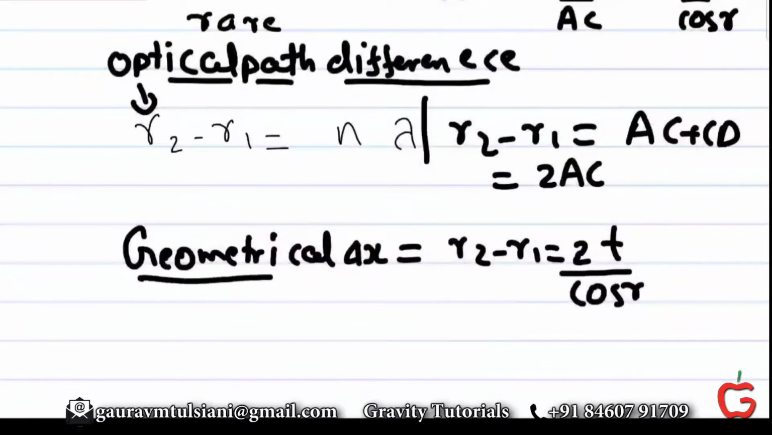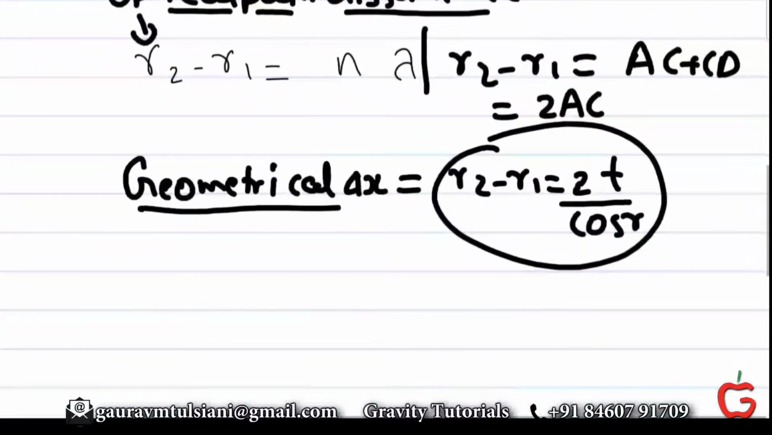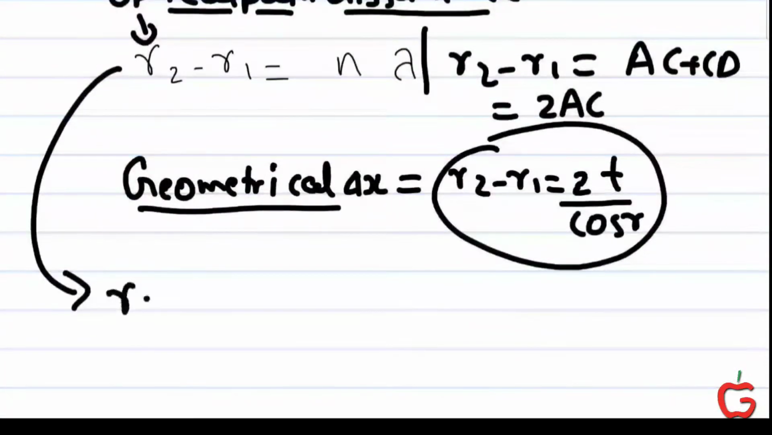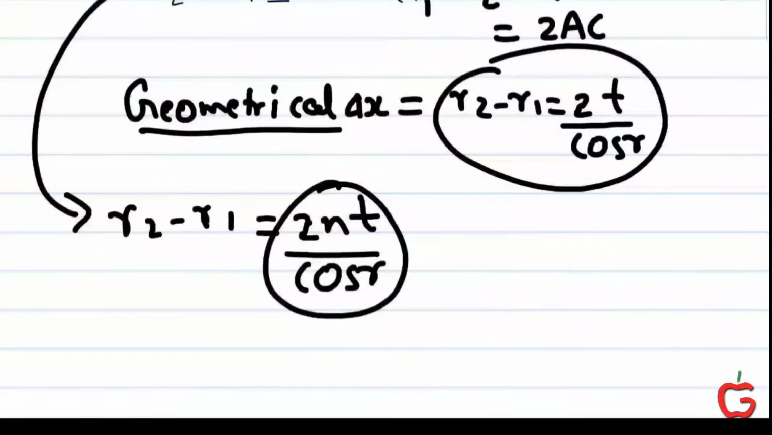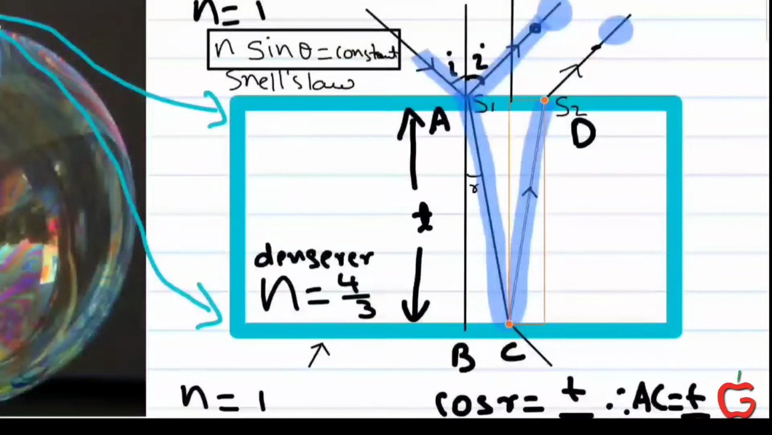So the geometrical path difference obtained here is this. So the optical path difference, R2 minus R1, actually the difference between the light rays optical, would be 2nt divided by cos R. So this much of an extra distance is covered by the second ray before coming out of this point. So S2 minus S1 or R2 minus R1 gives us the path difference, gives us the condition for constructive interference. But we have one more catch here.